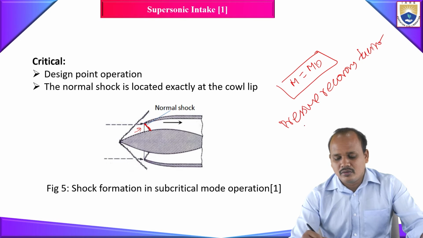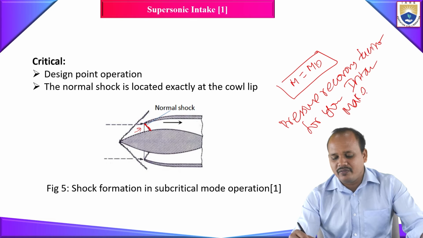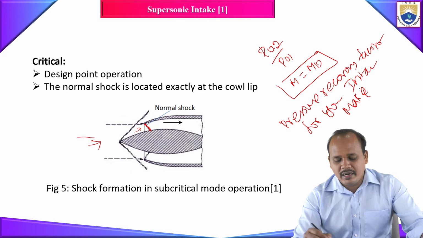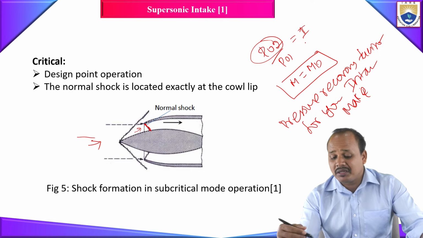So during the critical mode of operation only, the pressure recovery factor for your intake is going to be maximum. That is especially for the supersonic intake. What is pressure recovery factor? P02 by P01. P01 is the total pressure of your flow. P02 is the total pressure at the exit of your intake. The ratio we should get maximum is 1, but that's not possible. It will always be less than 1.